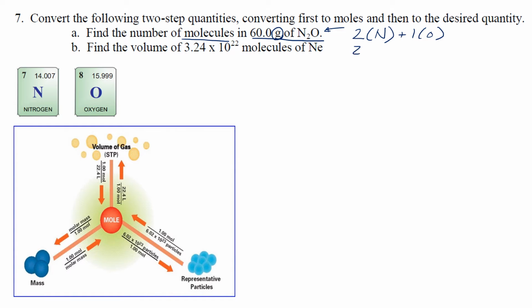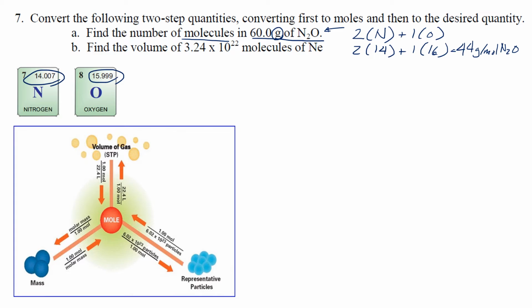Each nitrogen weighs 14 grams, and each oxygen weighs 16 grams. So that's 28 plus 16, which is 44 grams per mole of dinitrogen oxide. Good.